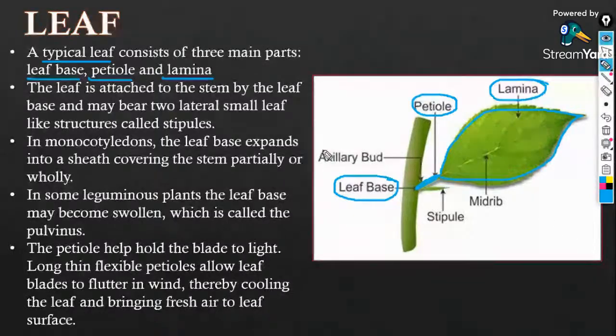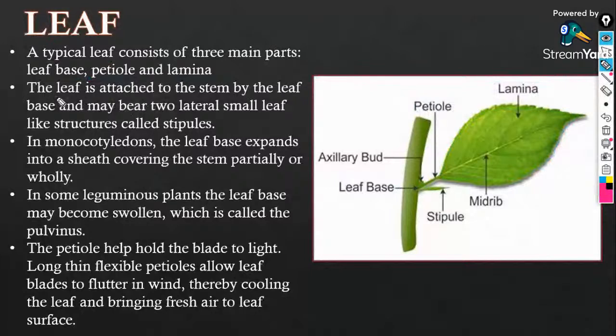So listen very carefully. I'll tell you once again. The leaf is attached to the stem by the leaf base. Understood? What do you mean by leaf base? Look, this is the portion. The part of the stem to which the leaf is attached, you will call the leaf base.